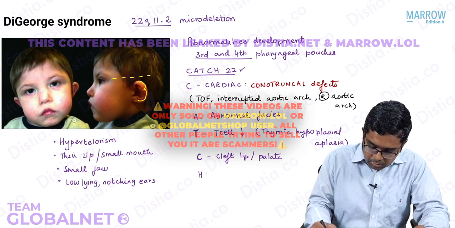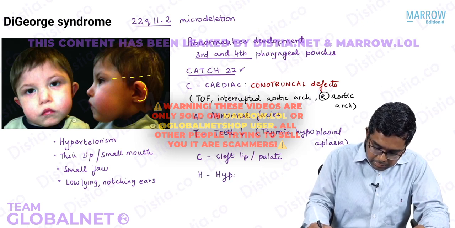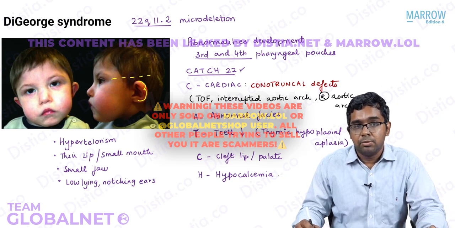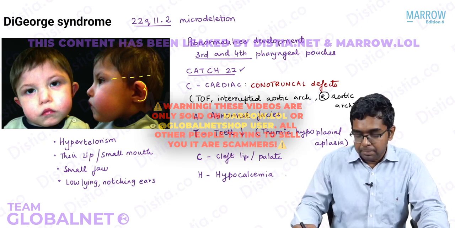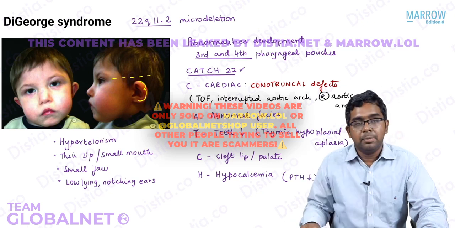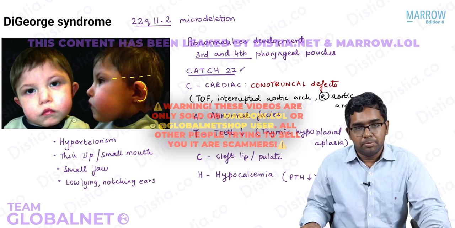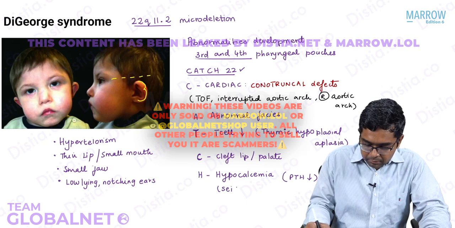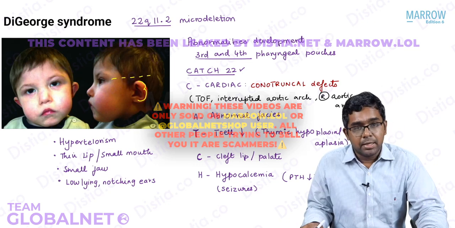Last one is the H. H is for hypocalcemia. What is the reason for this hypocalcemia? It is because, as I told, because of the defective development of the third and fourth pharyngeal pouches, in addition to thymus, parathyroid also will not develop properly. So what happens? The levels of parathyroid hormone will be decreased. PTH level will be decreased, and that predisposes to hypocalcemia. And because of hypocalcemia during infancy, these children can also present with seizures as well. These are the salient features of DiGeorge syndrome.